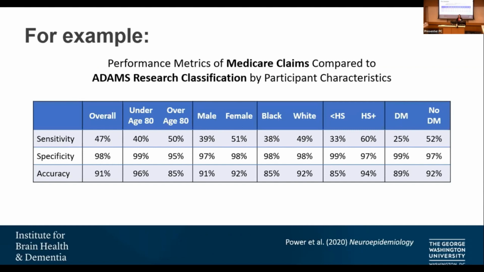And then this is just an example. These are the performance metrics, particularly for Medicare claims, compared to the ADAMS research classification by participant characteristics. You can see relatively low sensitivity, relatively high specificity, reasonable accuracy, but pretty dramatic differences across different characteristics, especially in terms of sensitivity.